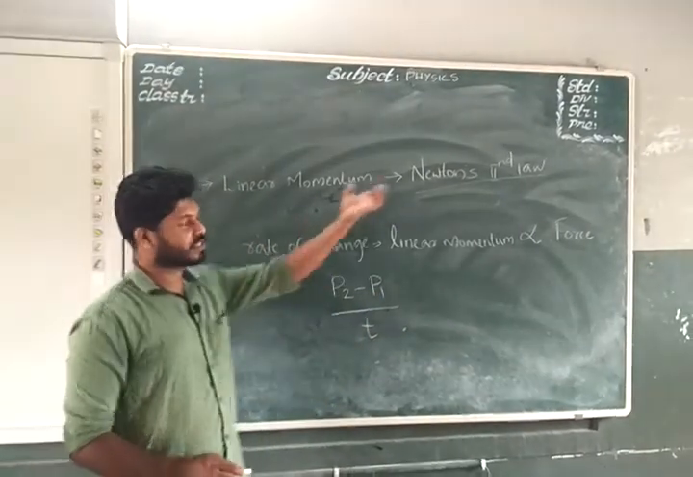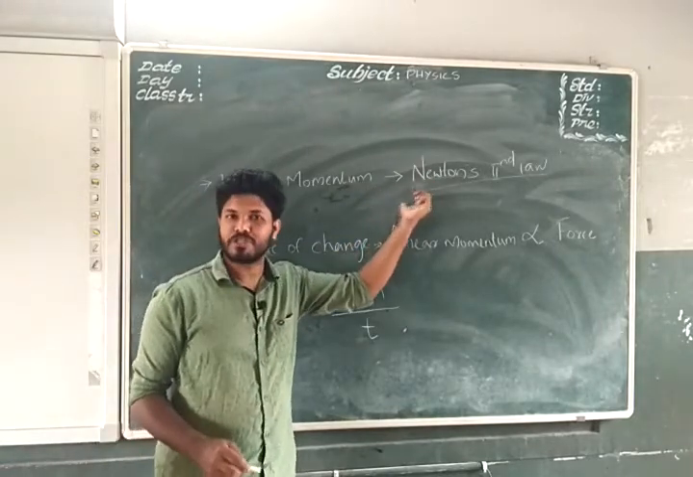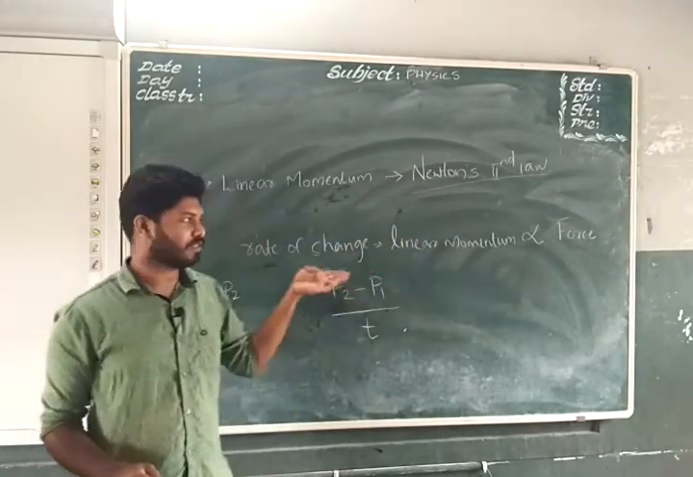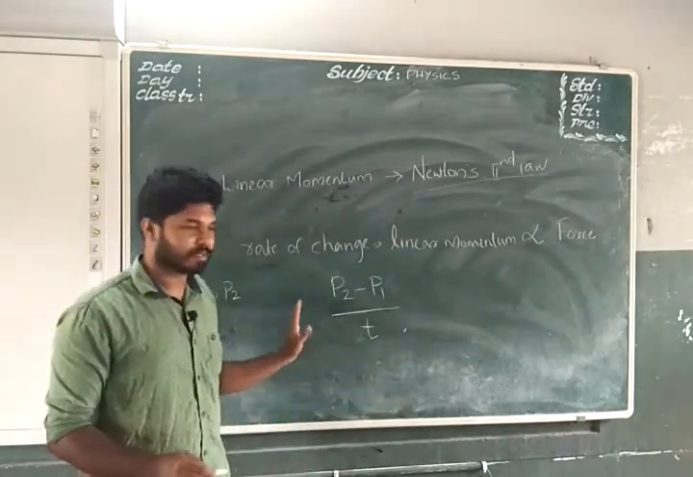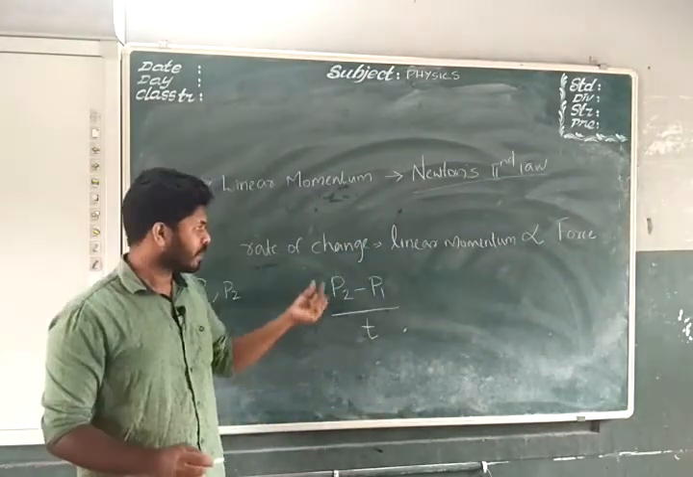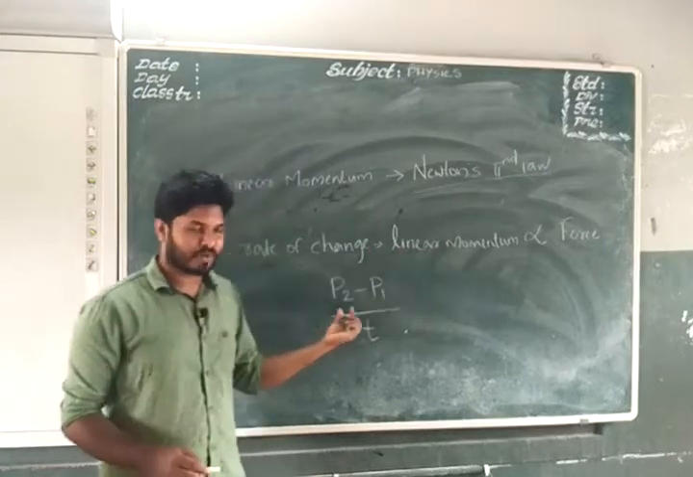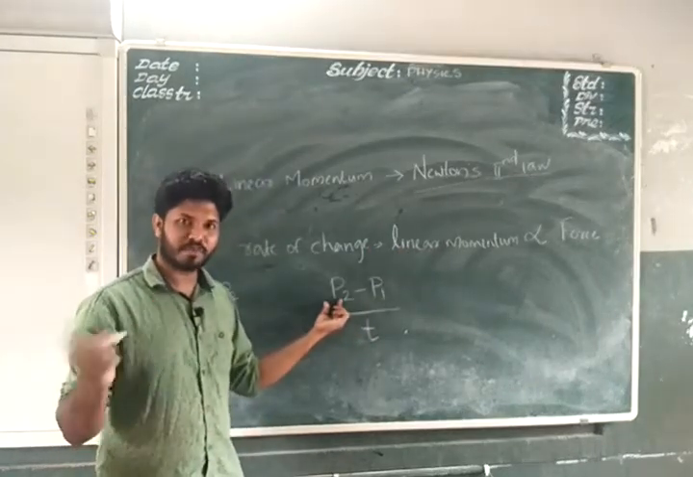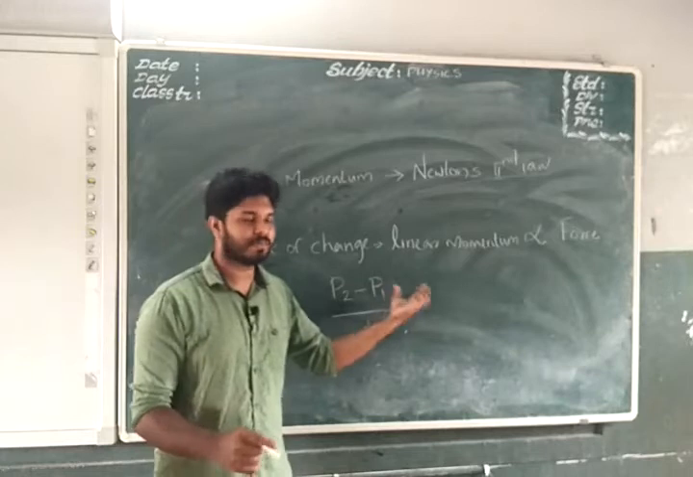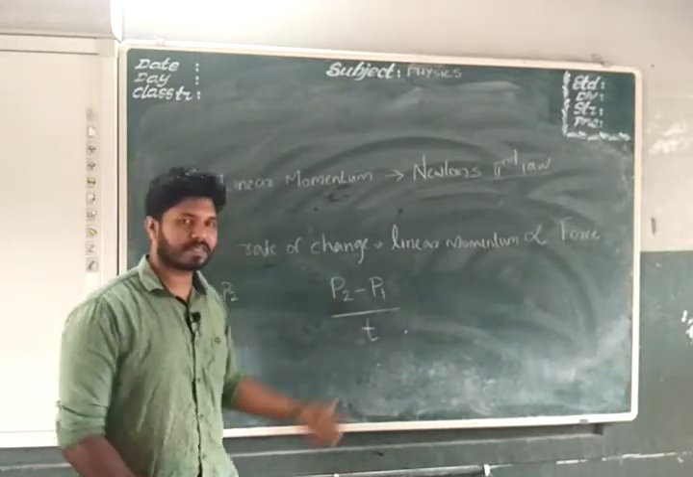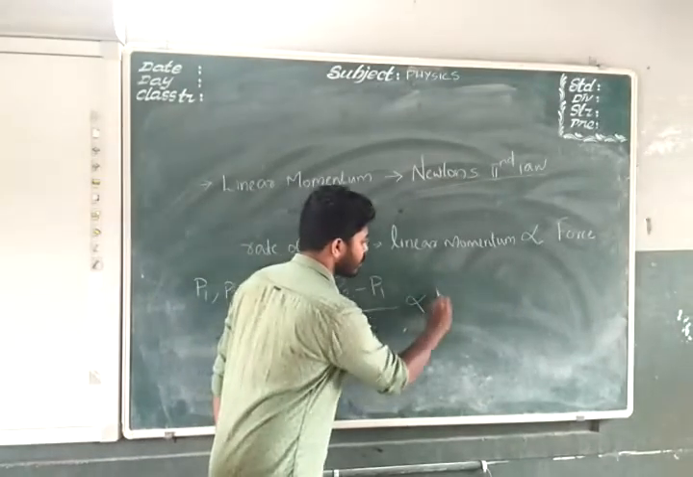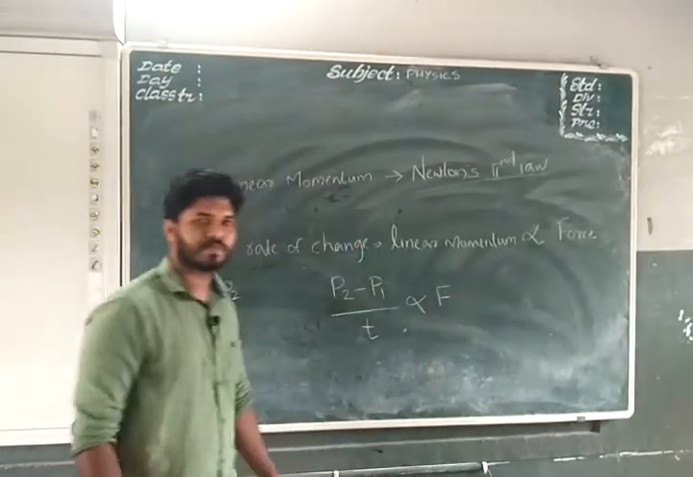Once more, Newton's second law states that rate of change of linear momentum is directly proportional to force, and we are going to write its mathematical formula. Change in linear momentum is obviously, if there are two linear momentums, p2 minus p1, and if there is rate, we will divide it by t, proportional to external force F.